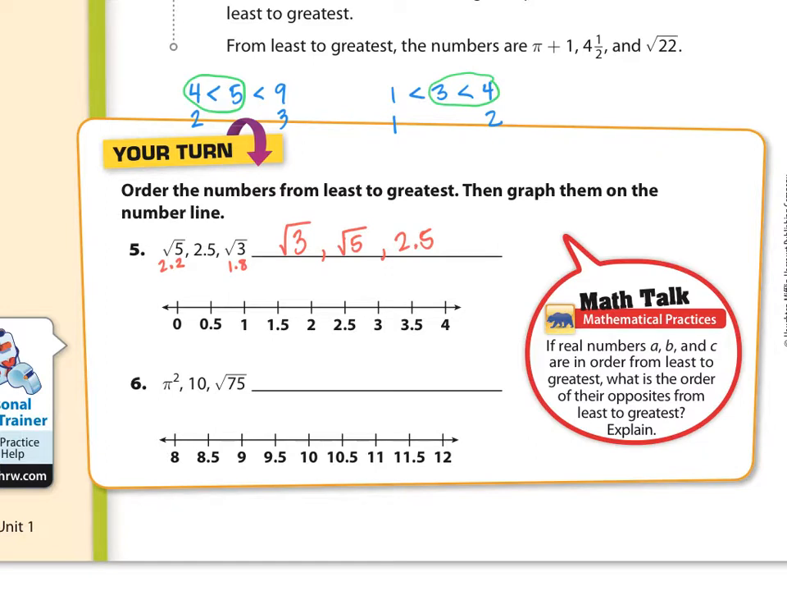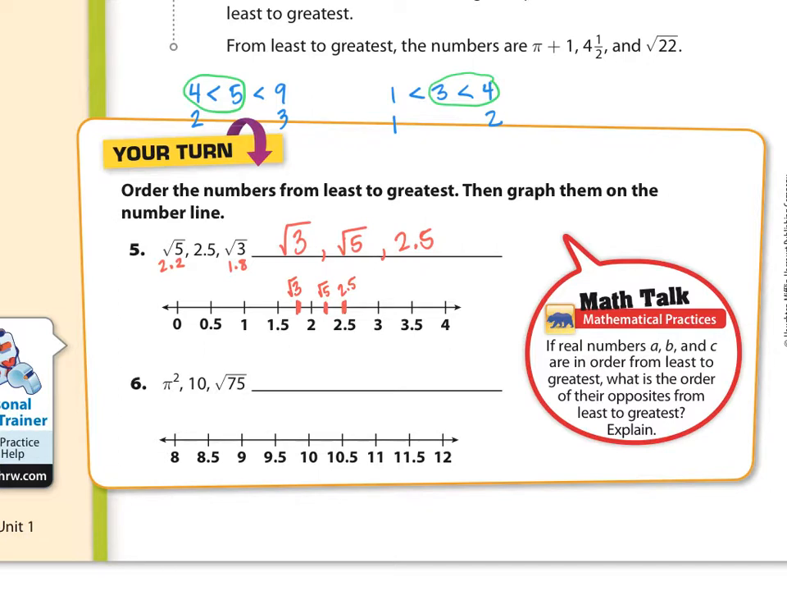Now let's graph them. Square root of 3 is about 1.8, so that's about here. Right, so I'm going to write that down, square root of 3. Square root of 5 is about 2.2, so that's about here. And then 2.5 is right here. I know it's also at the bottom, but I'm going to label it anyway up here at the top. Okay, go ahead and give number 6 a try before you see my solution.